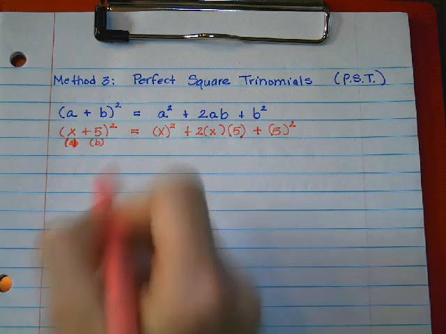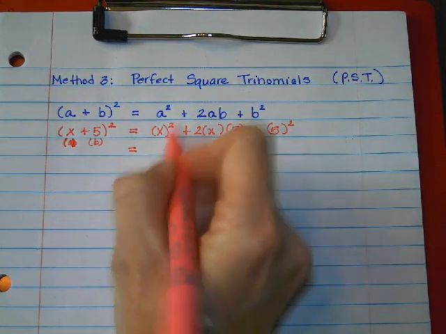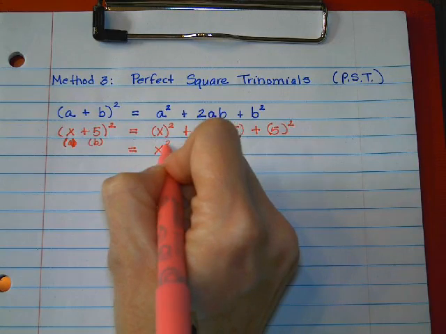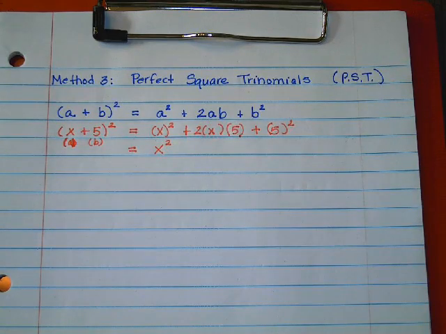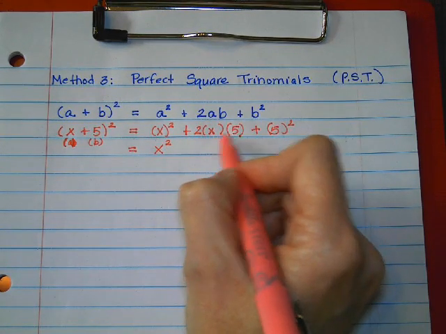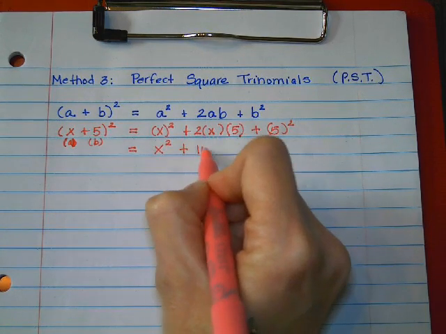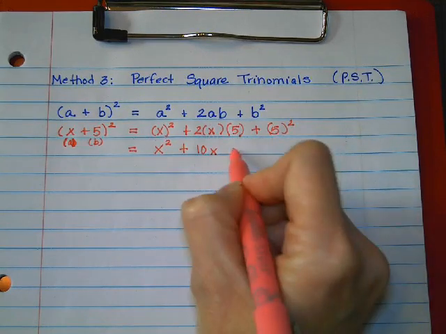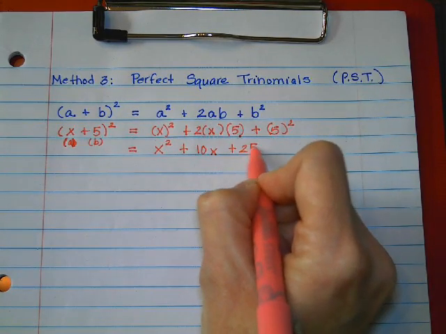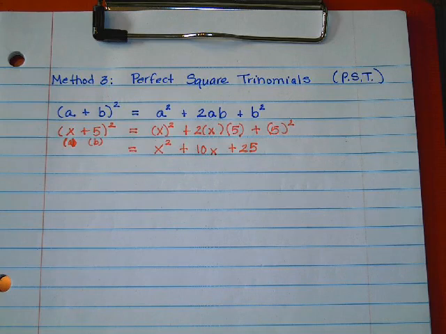So now we can simplify. x squared is just x squared. 2 times x is 2x, times 5 makes 10x. And then 5 squared is 5 times 5, which is 25. That is our perfect square trinomial.